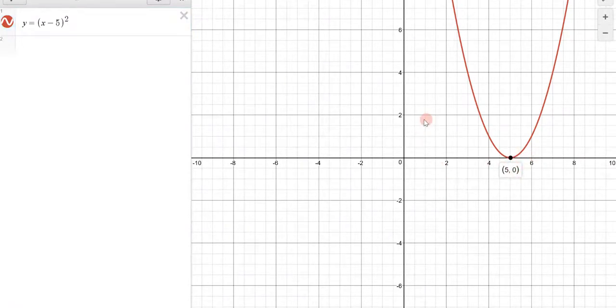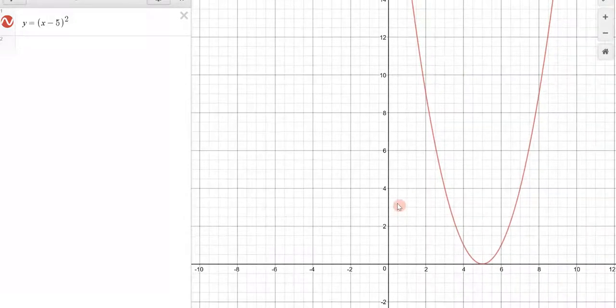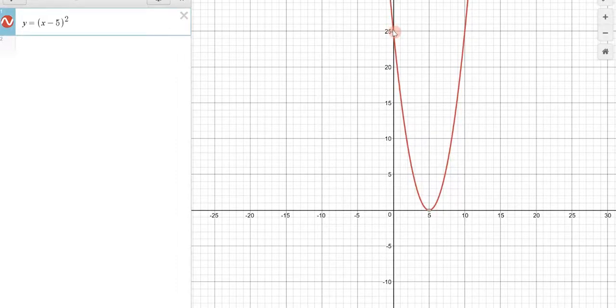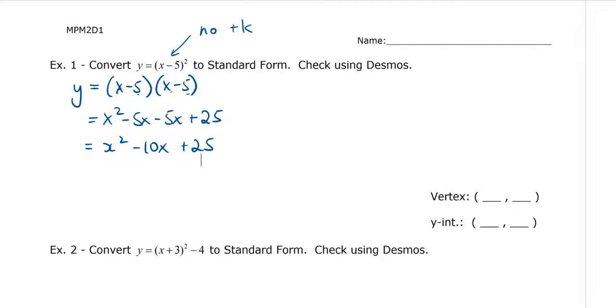Okay, and its y-intercept, well, we'd have to zoom out a little bit, but you can see the y-intercept is up here at 25. So let's write that down. So the vertex is 5 and 0. The y-intercept is 0 and 25. So the y-intercept from the equation, pretty obvious, is the last term in standard form. That vertex, however, there's a 5, and notice how we have a 5 in our equation at that location, where you're supposed to have h.